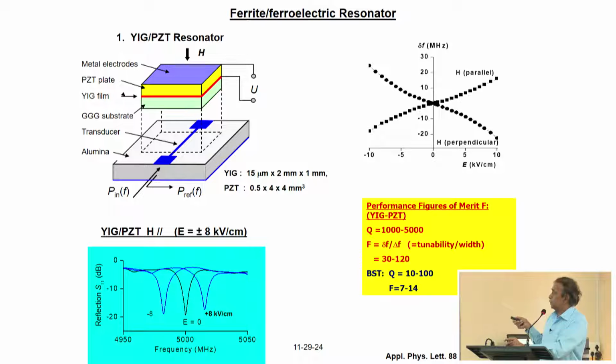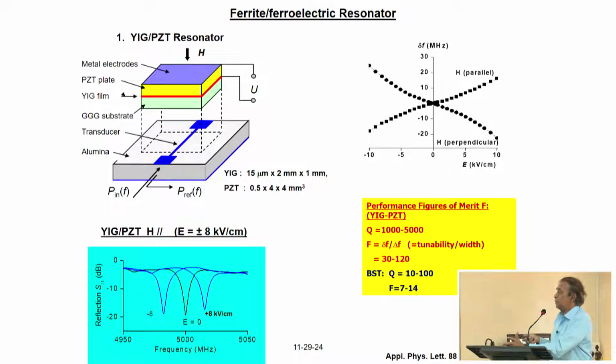And when you change the polarity of the electric field, the strain switches from compressive to tensile, and so there is a downshift in one case, an upshift in the other case, and overall the shift in the ferromagnetic resonance is around 60 megahertz for an electric field span of plus 10 to minus 10 kilovolts per centimeter.